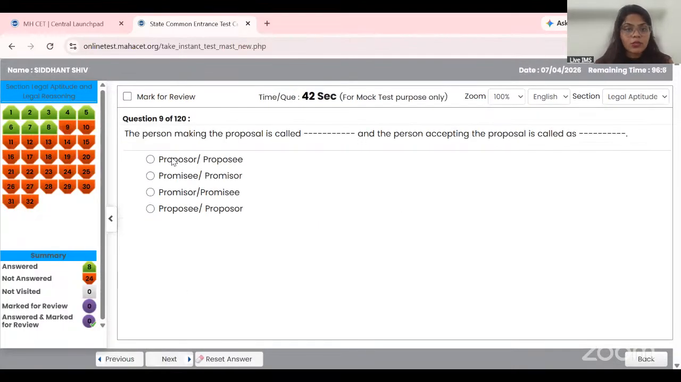Moving forward to the next question. The person who makes a proposal is called promisor. So this answer is talking about promisor, and the person accepting is called promisee. Rest all the answers are inappropriate if you can read it.